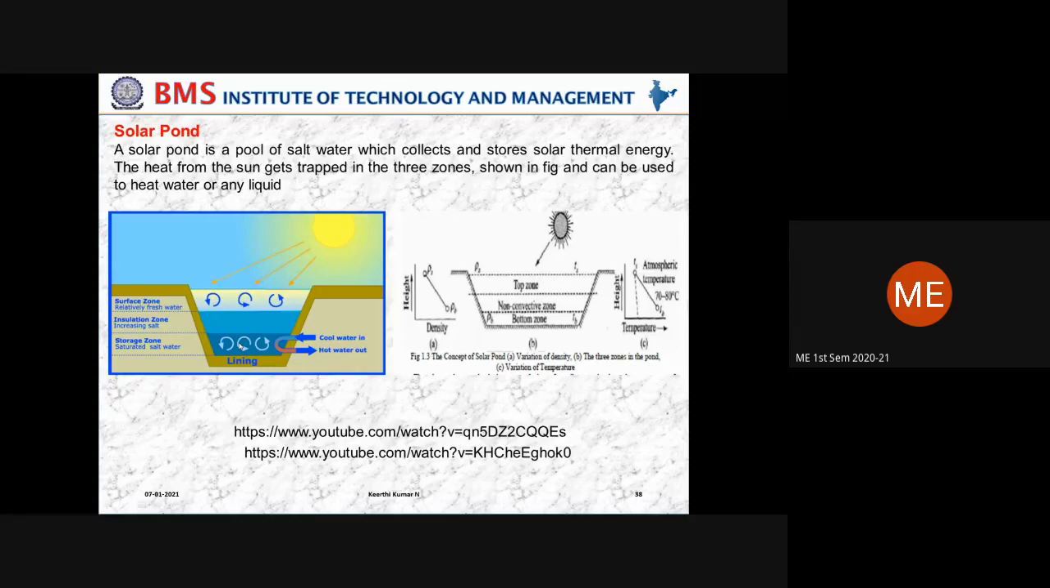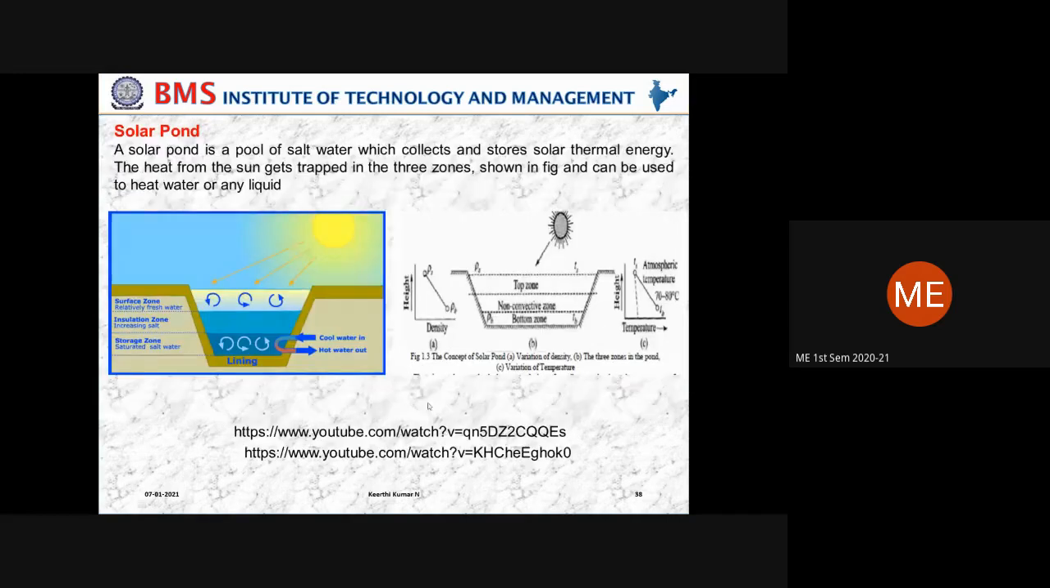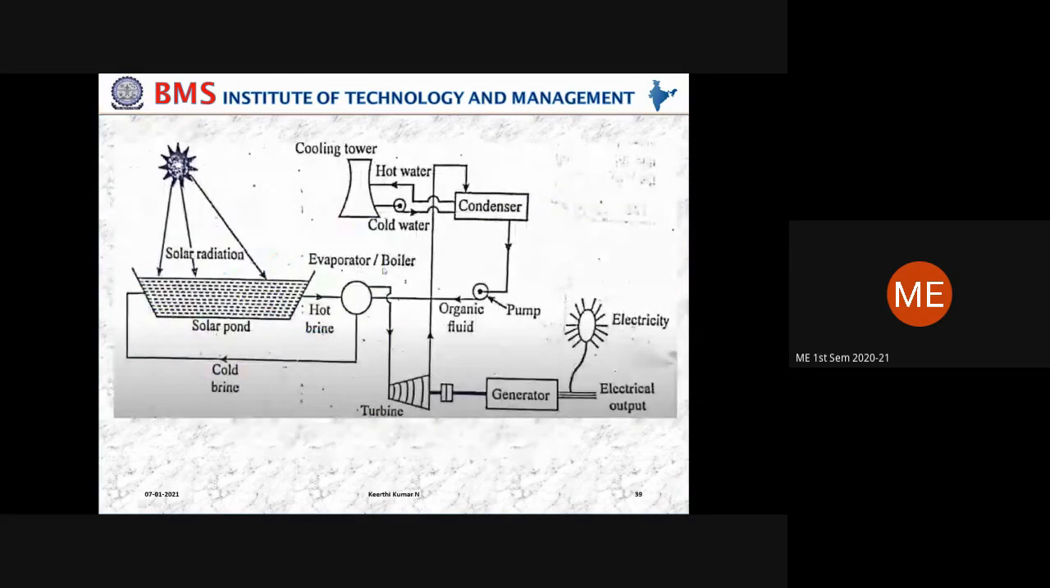So what they will do is send this fluid to a separate cabin called a heat exchanger. They will supply this to the heat exchanger. In the heat exchanger, what will happen? Just a minute, I'll show you. Here, can you see? That is called an evaporator or a boiler.